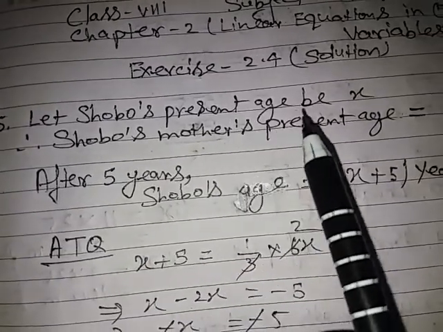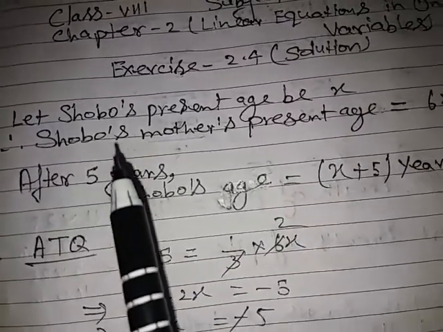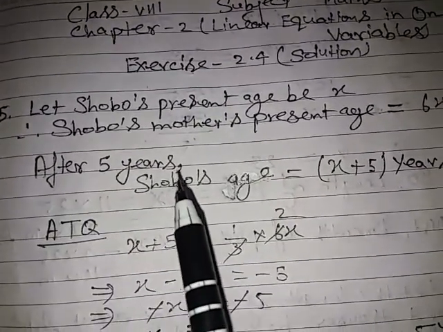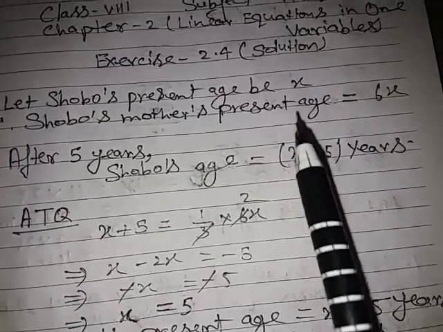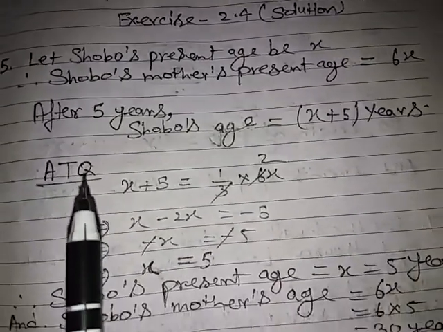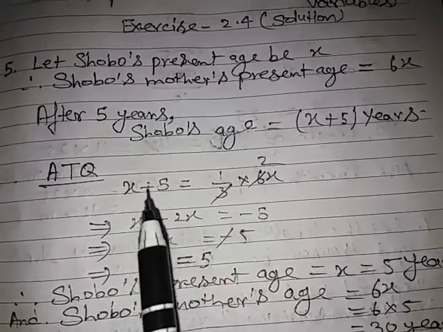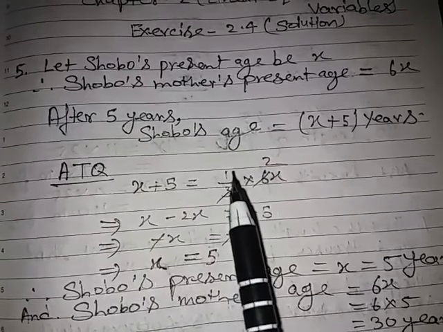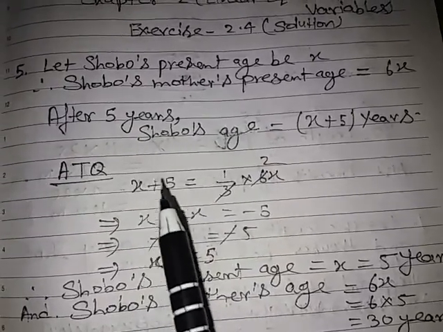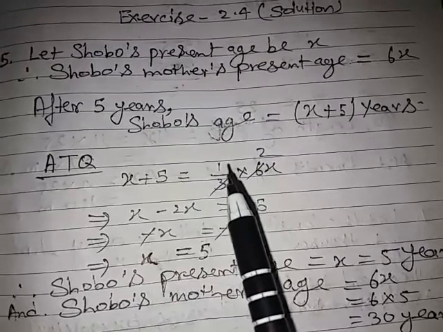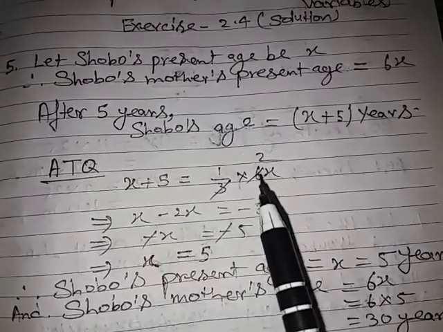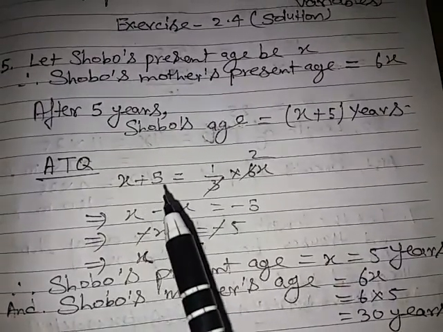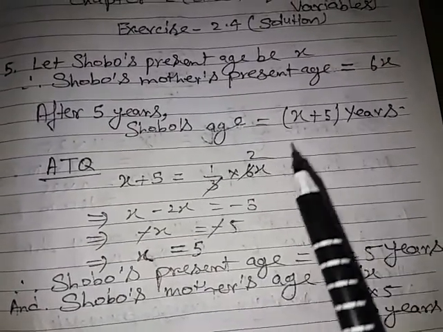Let Shobo's present age be x. Therefore, Shobo's mother's present age is 6x. After 5 years, Shobo's age is x plus 5. According to the question, after 5 years, Shobo's age will be 1/3 of his mother's present age. So we can write x plus 5 is equal to 1/3 into 6x.